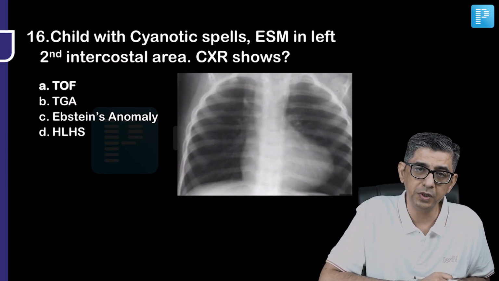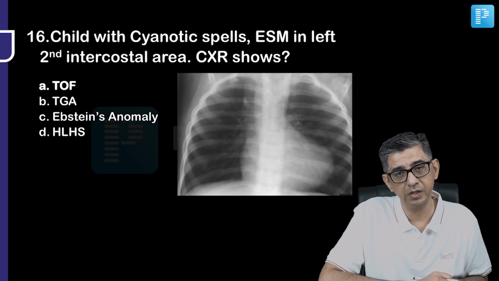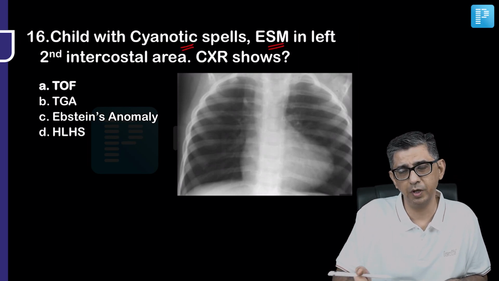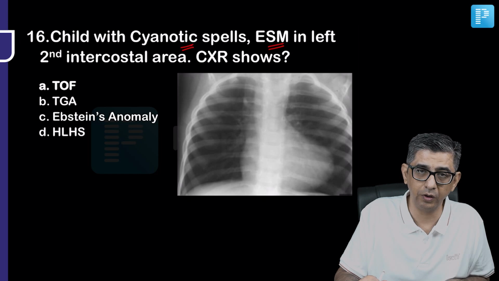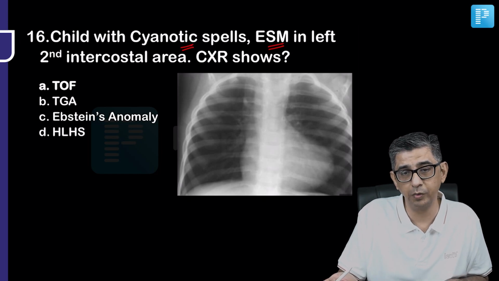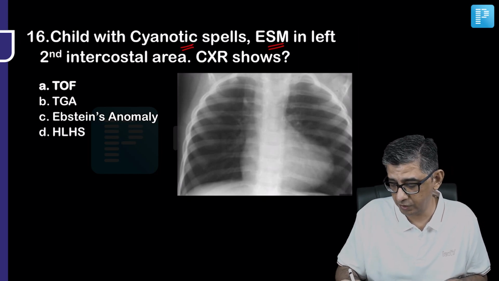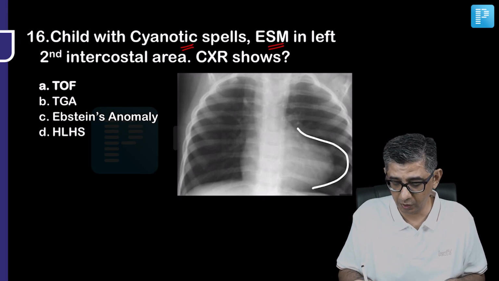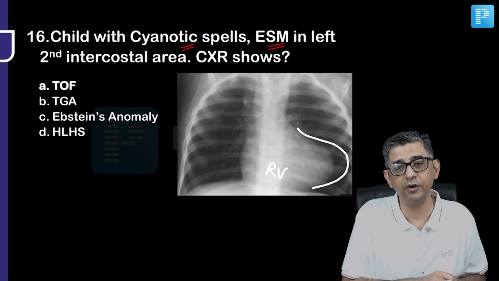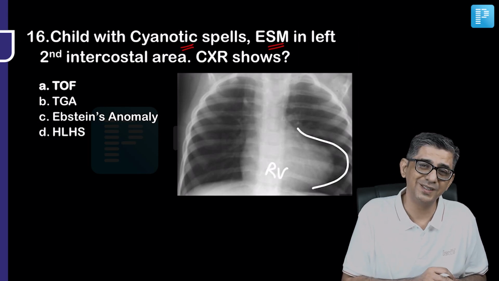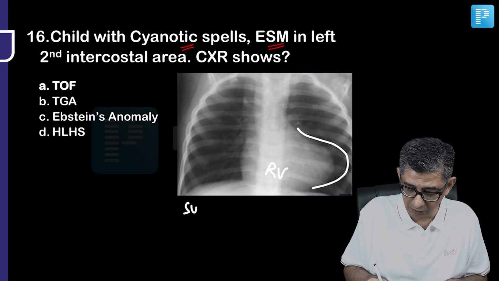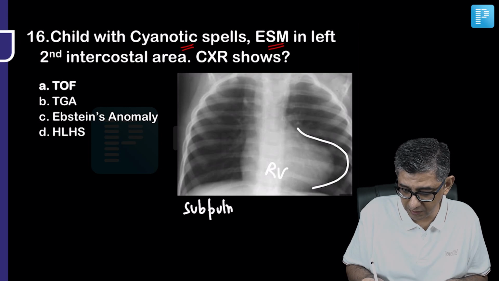The next question was a piece of cake. He said child with cyanotic spells, ejection systolic murmur in the second intercostal area. The moment you read kid with cyanosis, ejection systolic murmur, your mind is racing. This could be tetralogy of Fallot, because we are having a subpulmonic stenosis. And then he helped us with this classical boot-shaped heart, which is primarily because these patients have a concentric right ventricular hypertrophy. This concentric right ventricular hypertrophy is a result of the subpulmonic stenosis, which is the hallmark lesion of this condition.